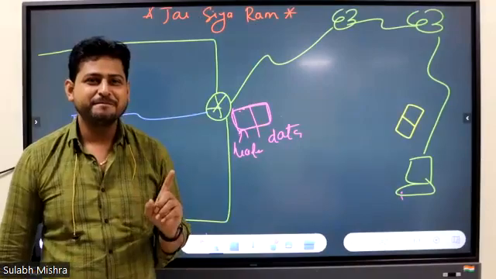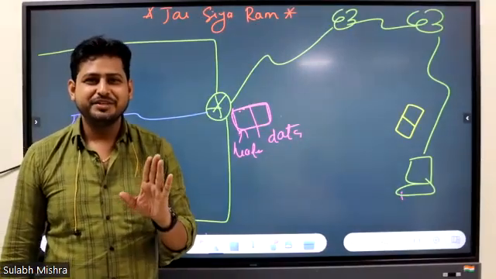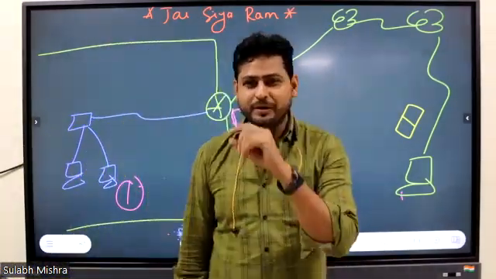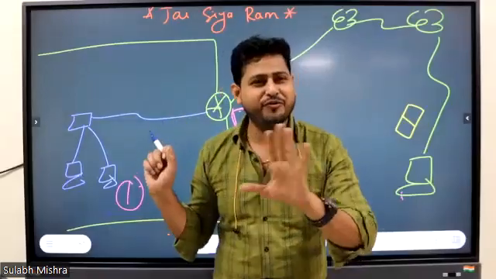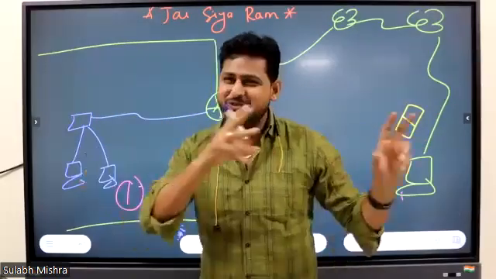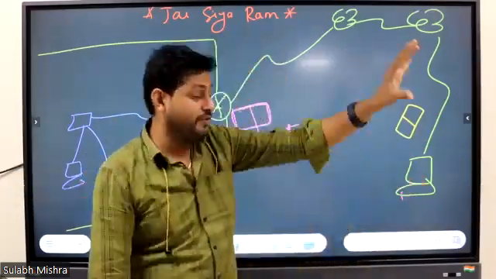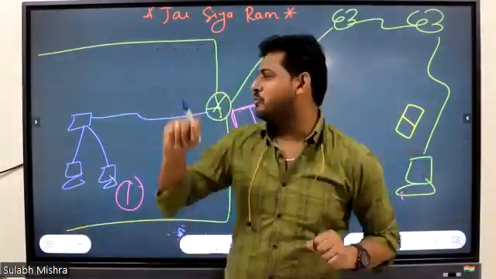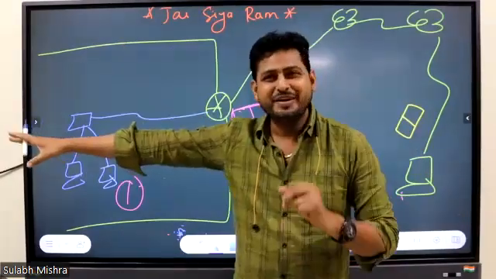IP address. Destination IP. Not the full IP header, only the IP address. Source IP and destination IP. Destination means where the packet has to be routed, and source is where the packet has come from.